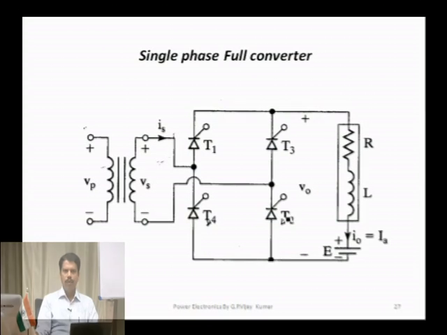Here again, during the positive half cycle of operation, T1 and T2 conduct. Because of the highly inductive load, the thyristors T1 and T2 continue to conduct till pi plus alpha, which I will show you later. During the negative half cycle, T3 and T4 are forward biased and they fire at omega t equal to pi plus alpha.